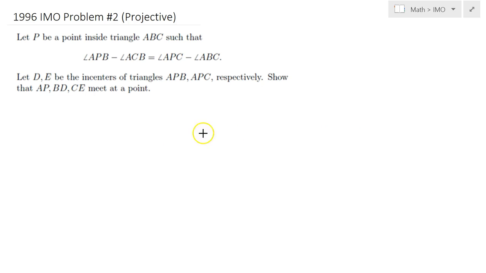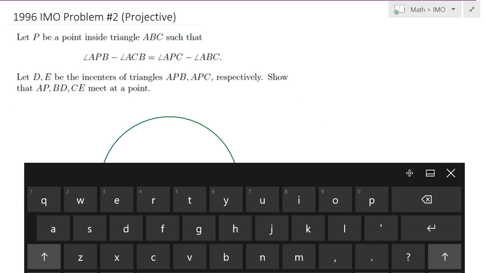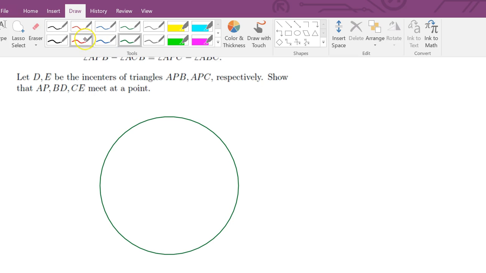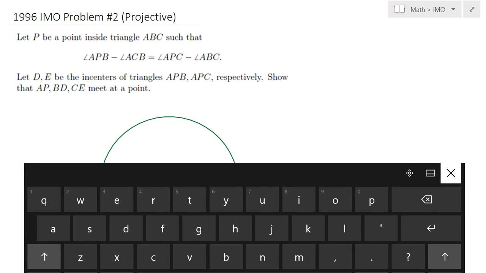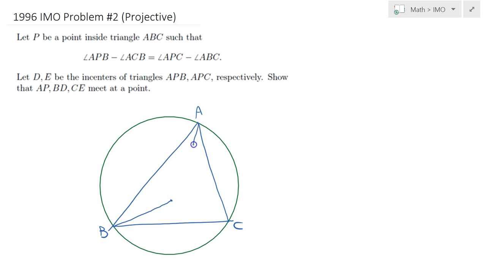So something like that. That's our circle, and let me draw our triangle here. Maybe blue color would be the best. So I have my triangle ABC here, like this. Okay, so I have triangle ABC and my point somewhere here, P. So I have my point P here.